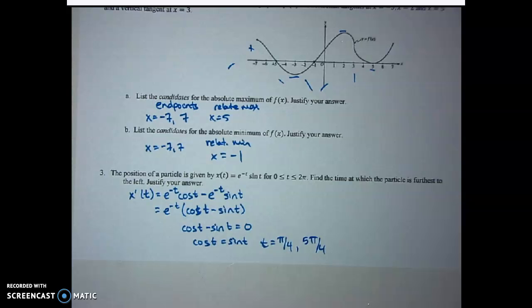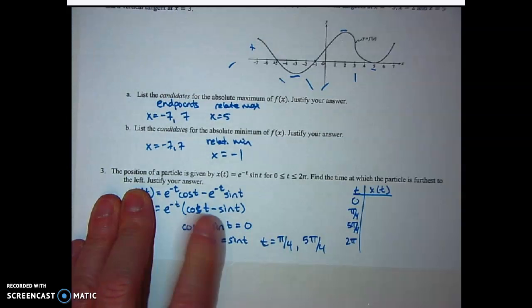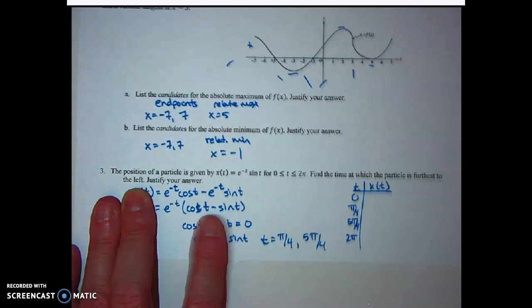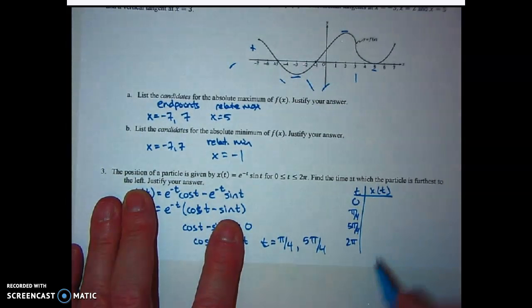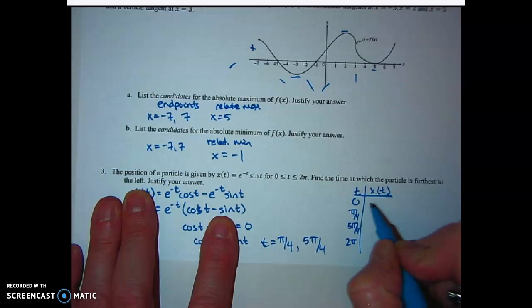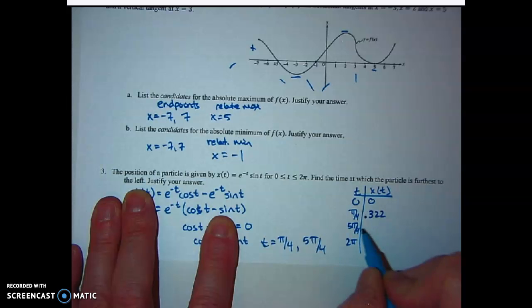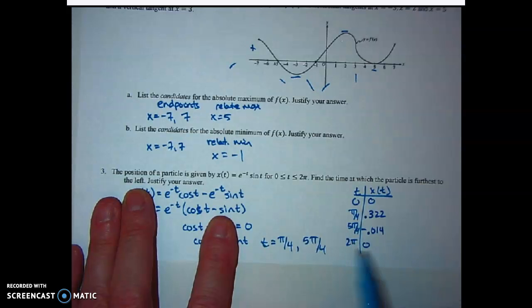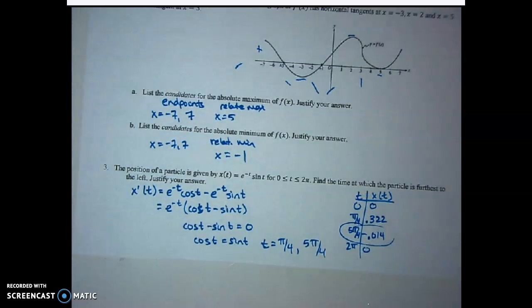So now we need to make our t-chart and make our candidates test to find where our absolute minimum is. We include our endpoints, and we include our critical values. When we plug this into our original function, we're going to get 0, roughly 0.322, roughly negative 0.014, and then we get 0 again. So our minimum, our smallest value, is going to occur when t equals 5 pi over 4. Let me know if you have any questions when we come to class.